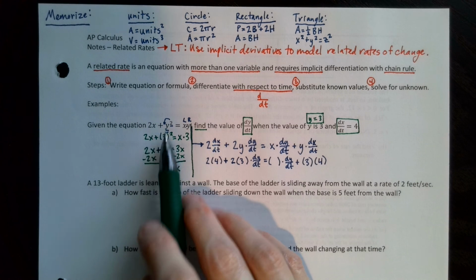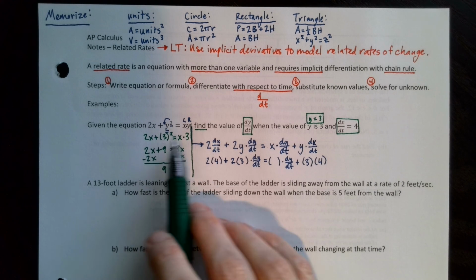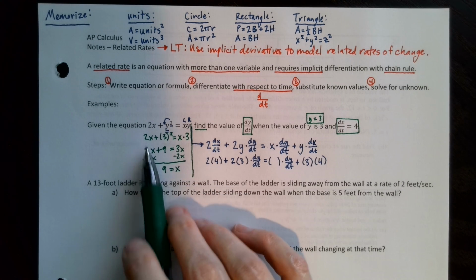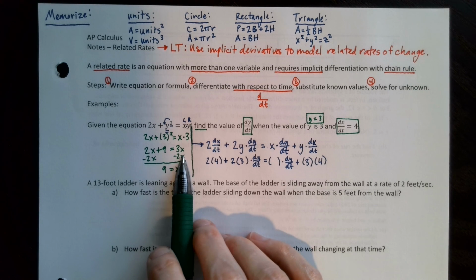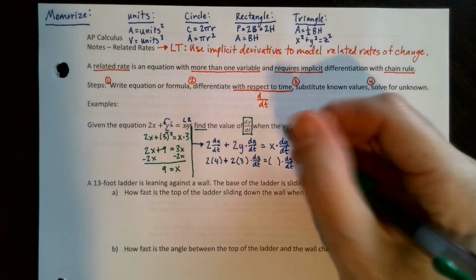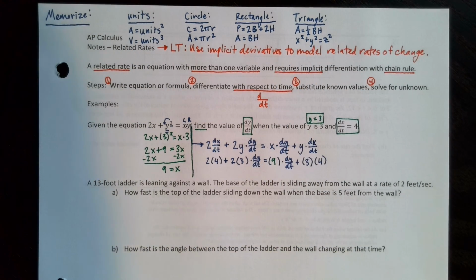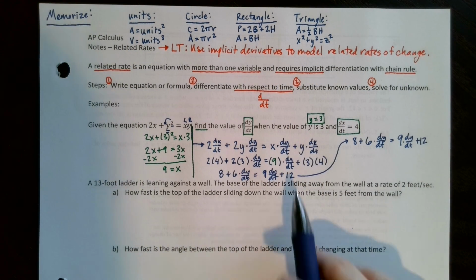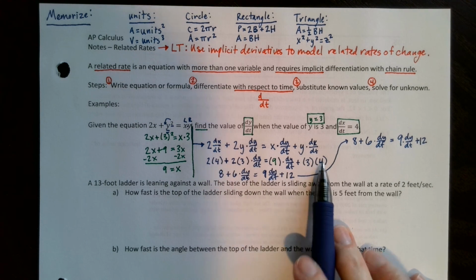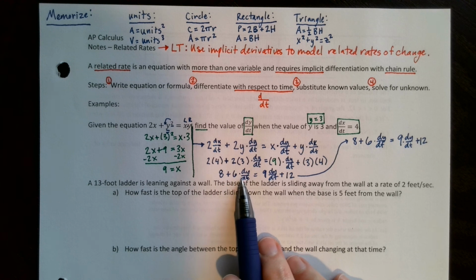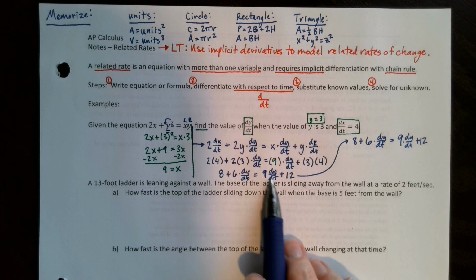So I went back to my original equation. I substituted the 3 for both the times that I saw the y, which gave me 2x plus 9 equals 3x. So I just had to gather all the x's on one side, and that gave me x equals 9. So we'll go ahead and put that in our equation right where the x is. With my new value plugged in, I simplified all of my arithmetic, and I came up with 8 plus 6 dy/dt equals 9 dy/dt plus 12.